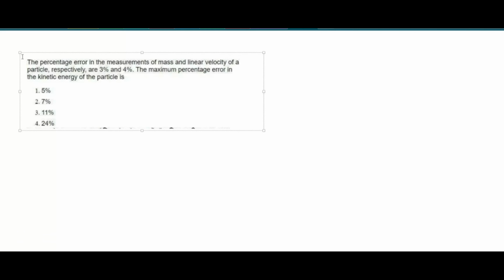Try to understand this first of all. Read the question well. The percentage error in the measurements of mass and linear velocity of a particle respectively are 3% and 4%. The maximum percentage error in the kinetic energy of the particle is... Okay, so this is going to be something new. They have given the error in mass and the error in velocity. You have to find the maximum percentage error in the kinetic energy. So how do you do that?